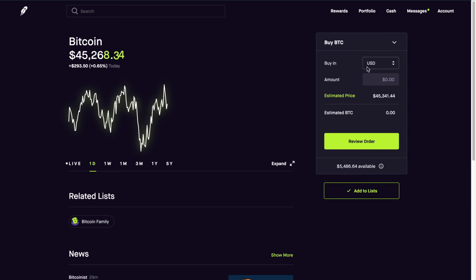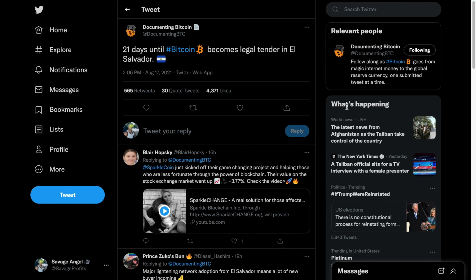Now, to end it all off, we have 21 days until Bitcoin becomes legal tender in El Salvador. Well, actually, now it is the 18th, so it's 20 days. This is big because El Salvador has just been setting up the Lightning Network, the Bitcoin ATMs all across the country. And in 20 days, it officially becomes legal tender. So it is a great step forward in the right direction.